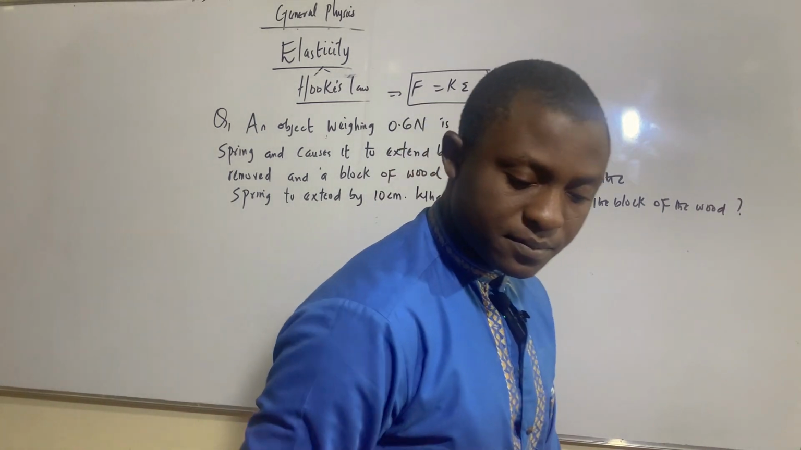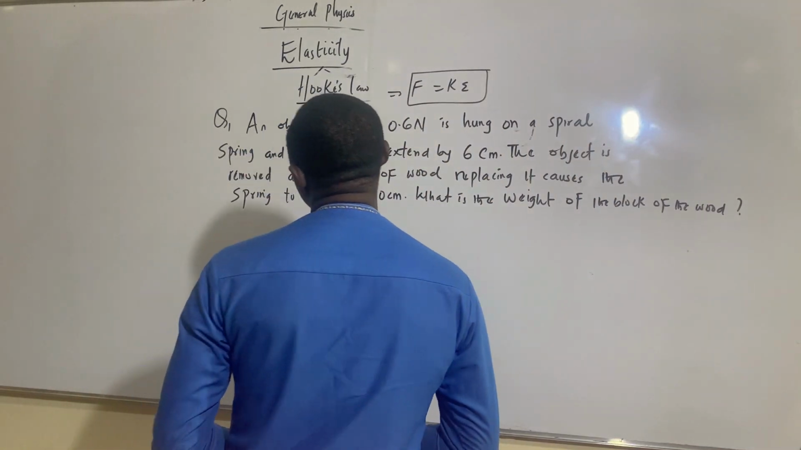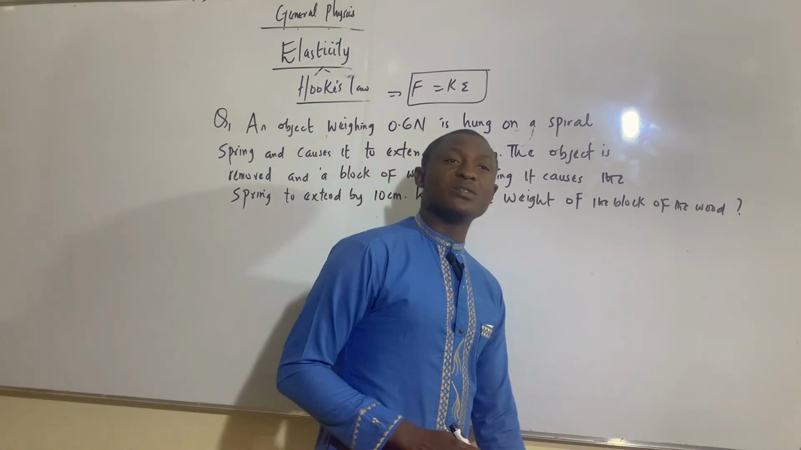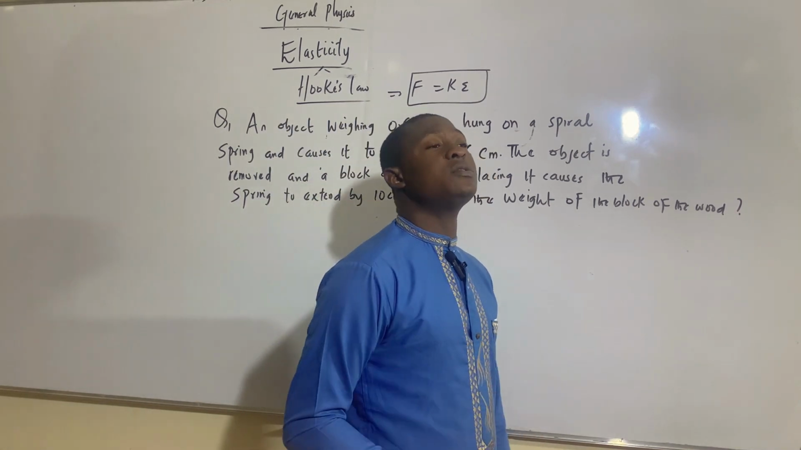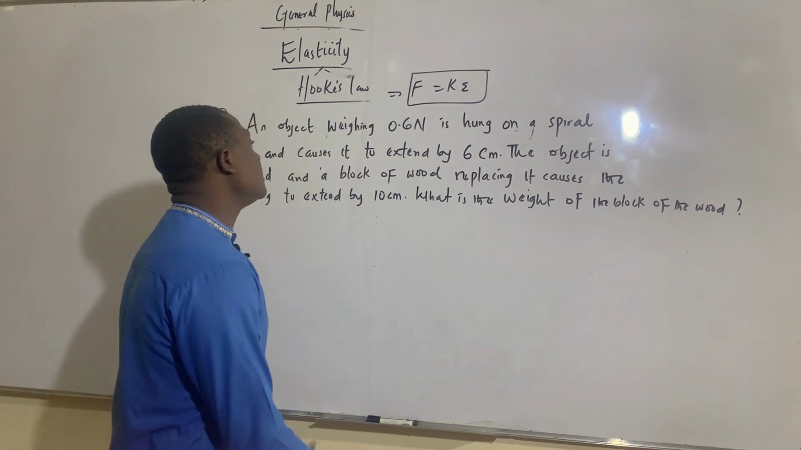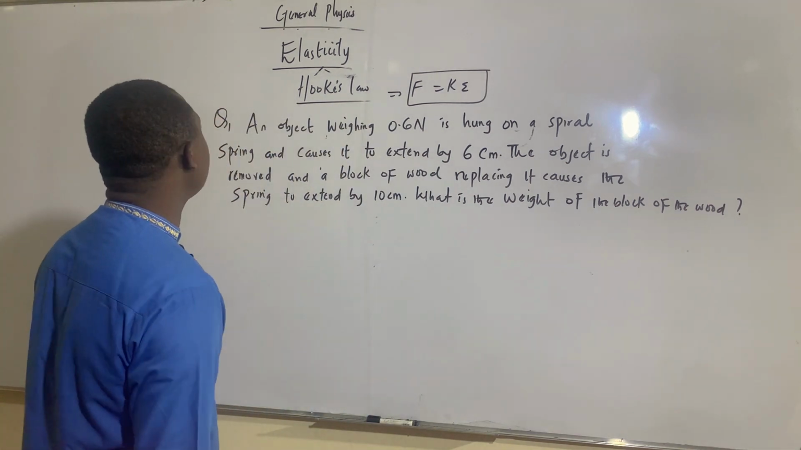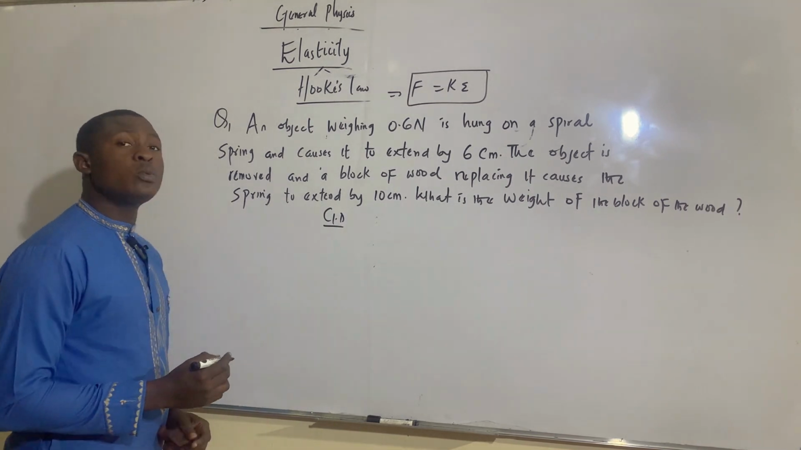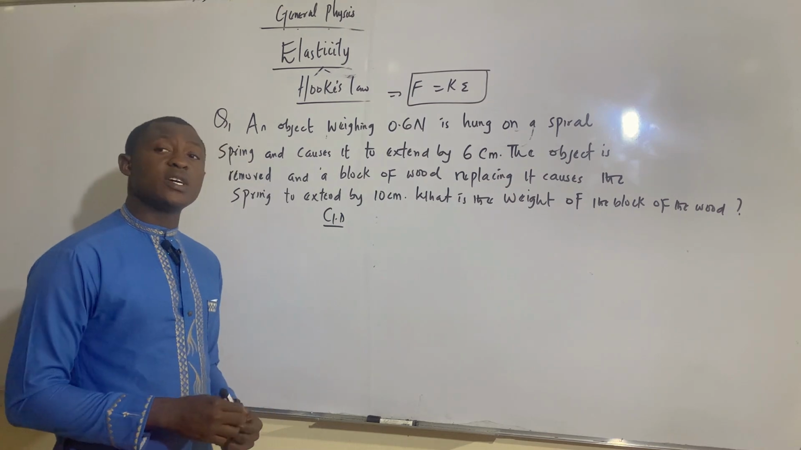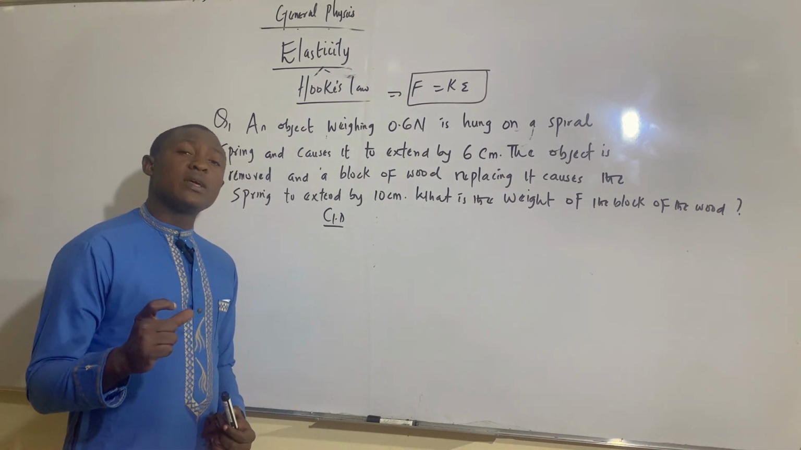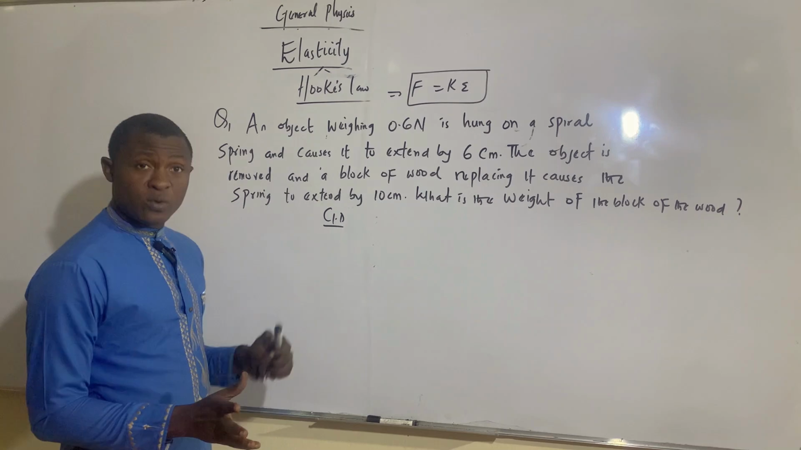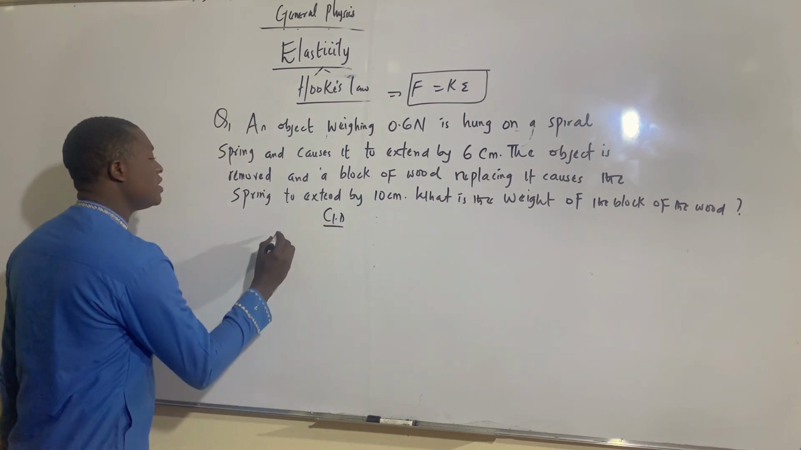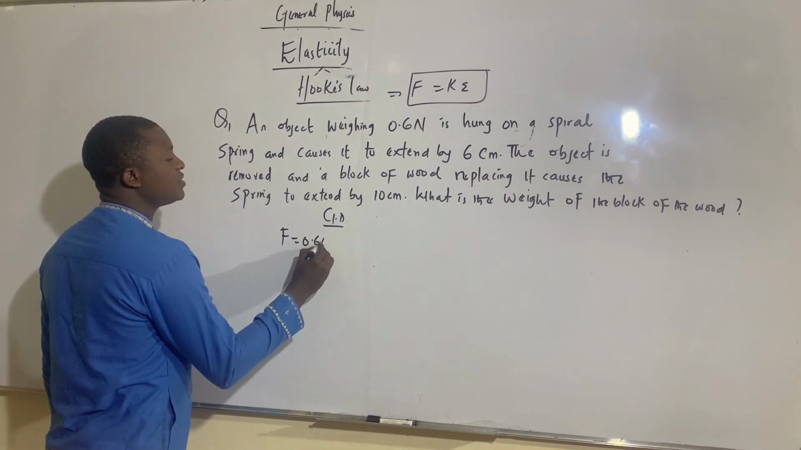So we go with the formula that we have from Hooke's law. I do tell you that the first thing to be considered in physics is to first write out the given data. After writing out the given data, you can then solve that particular problem. They said an object weighing 0.6 Newton. Let me tell you something here. When they mention weight here, it simply means the force. We have mentioned that earlier. So weight is nothing but force. Here we are given force to be 0.6 Newton.